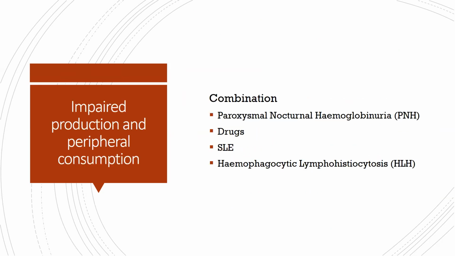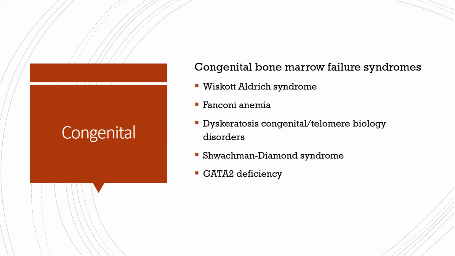And also a combination of both impaired production and peripheral consumption, such as PNH. So PNH is paroxysmal nocturnal hemoglobinuria. The characteristics are hemolytic anemia, hemoglobinuria, and maybe thrombosis, maybe Budd-Chiari. So it's caused by the lack of the GPI anchor on the cell surface, causing all the hemolytic anemia, hemoglobinuria, and thrombosis. And drugs, SLE or HLH are some of the causes which involve both impaired production and peripheral consumption. So, let's talk about the congenital bone marrow syndromes.